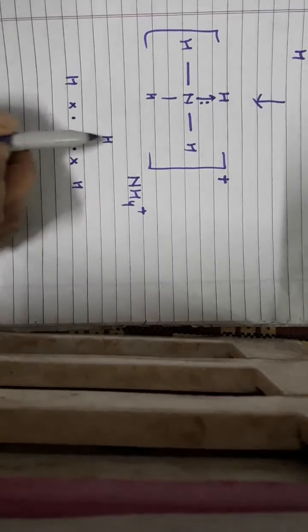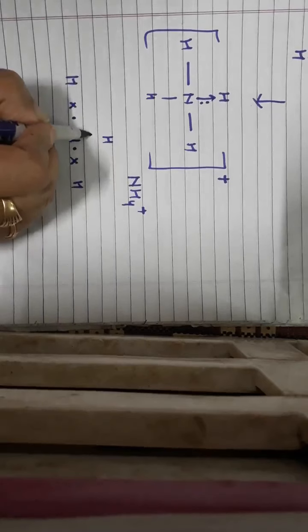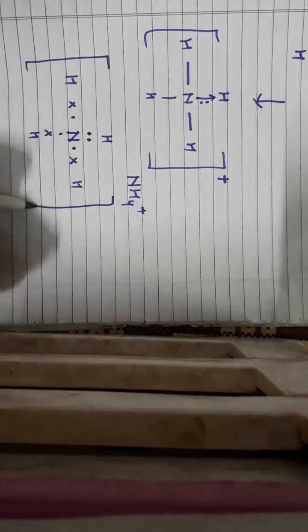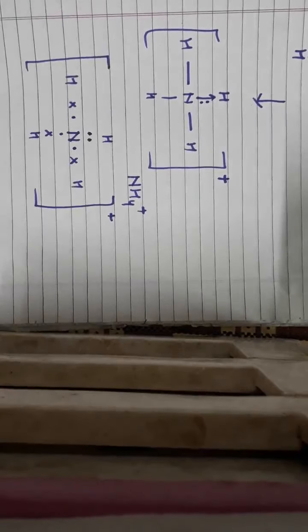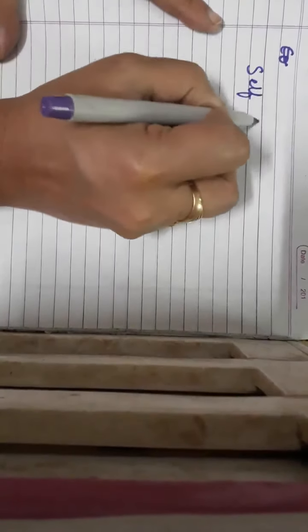But this bond is a coordinate bond in which both the electrons are donated by nitrogen only. So we have to show the lone pair or the shared pair of electrons which are entirely contributed by nitrogen, and overall it will carry one positive charge. So this is the formation of ammonium ion. Now coming to the next topic, self-ionization of water.